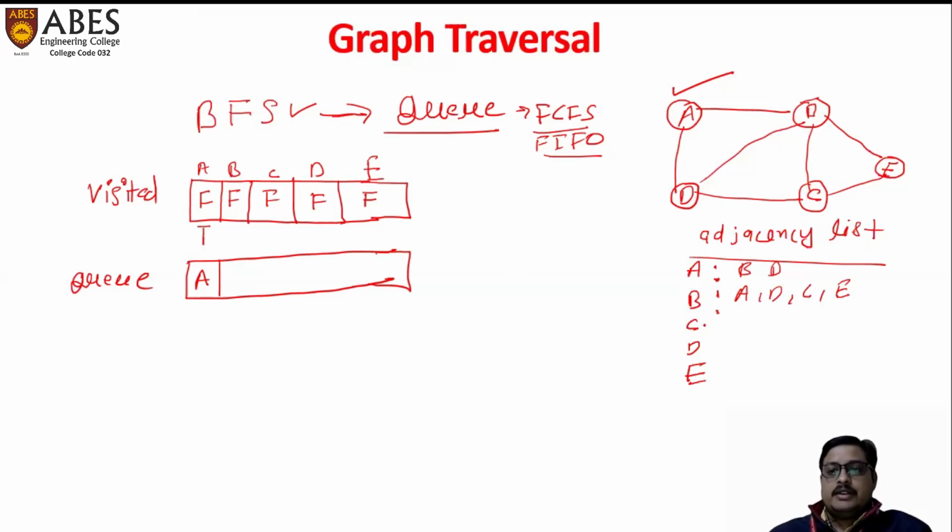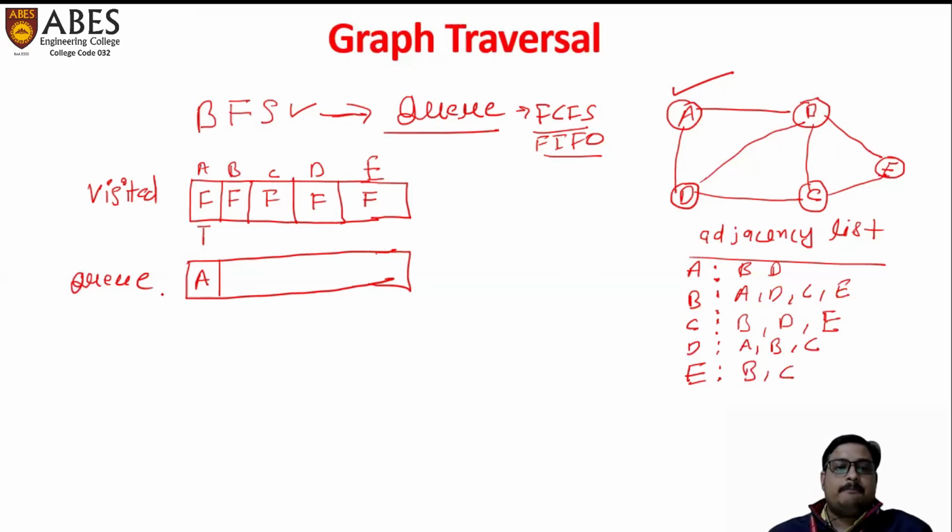What will be the adjacency list of C? Adjacency list of C is B, D, and E. Adjacency list of D is A, B, and C. Adjacency list of E is B and C. So here we will write B and C.